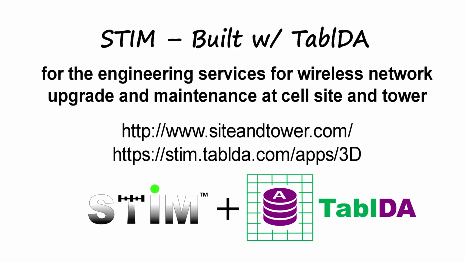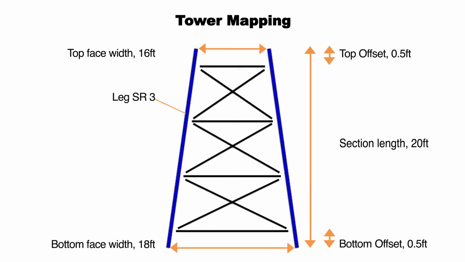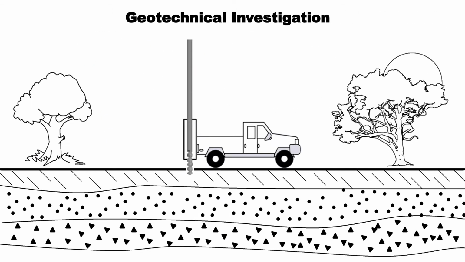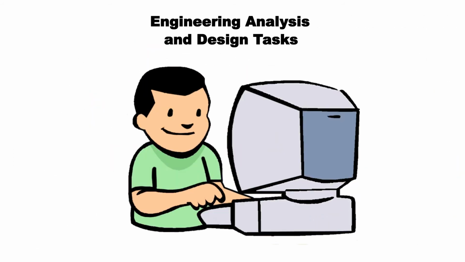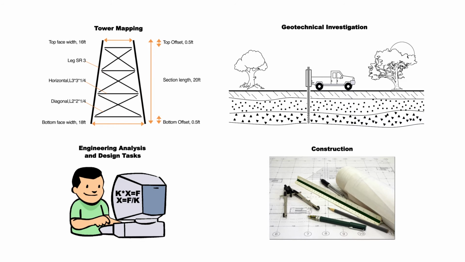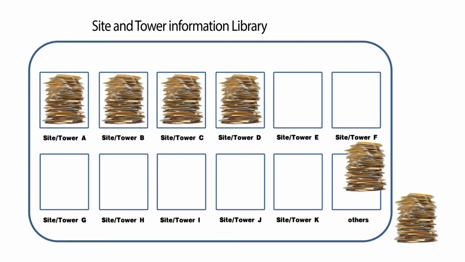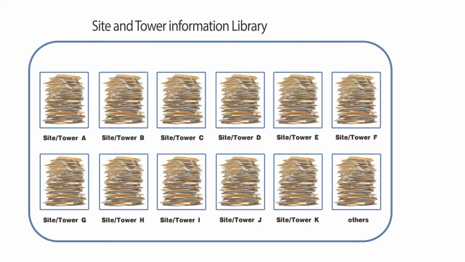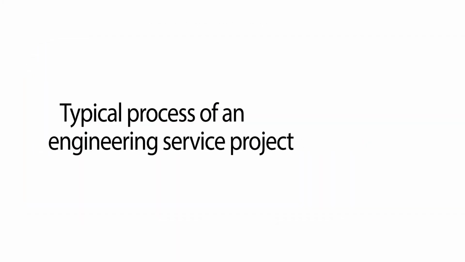Typical civil structural engineering services for telecommunications site and tower development include tower mapping, geotechnical investigation, engineering analysis and design, and construction. Each type of service generates engineering data and documents for the site and tower. The generated documents are saved to the site and tower information library. Here is a typical process of an engineering service project.